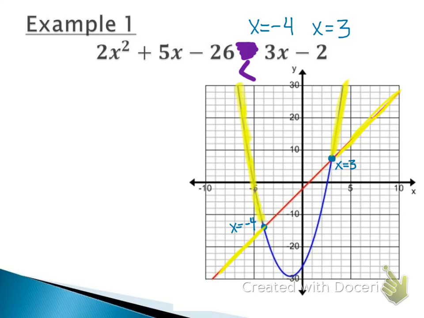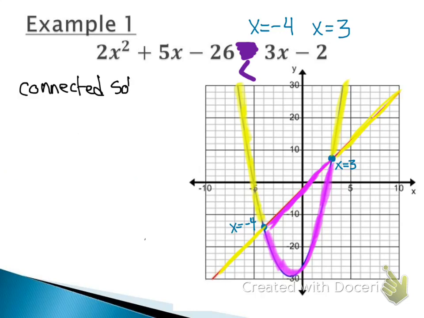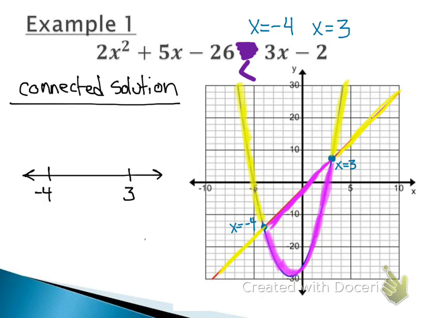So now let's say that we look at the same example, but let's flip the direction of the sign. Now this is saying that the quadratic function is lower and the linear function is higher. I just changed the direction of the sign so that it reads that the quadratic is less than the linear. So if we were to highlight that portion of it, now it's the part that's in between those intersection points instead of outside of those intersection points. So now this is going to be a connected solution.